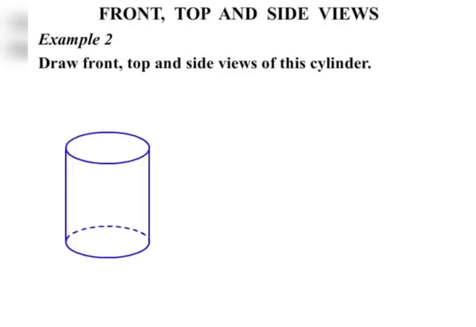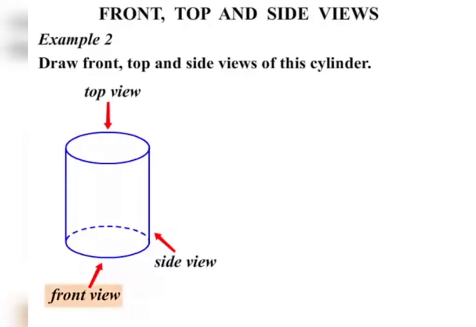Our next example, we're asked to draw front, top, and side views of this cylinder. Now it's very useful if you can get a hold of a cylinder either at home or at school to have a look and turn it around and look for yourself. But the front view there, the side view is there, and we need to look from the top view as well. Now the front view, let's concentrate on that.